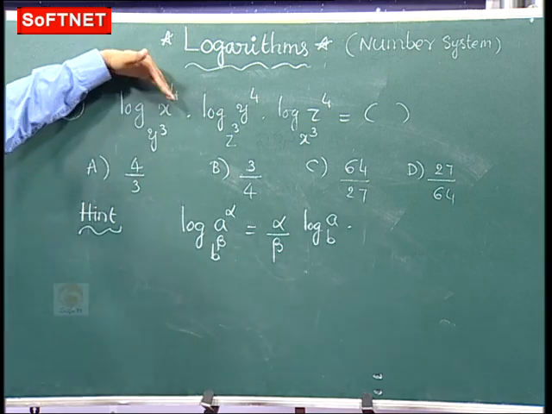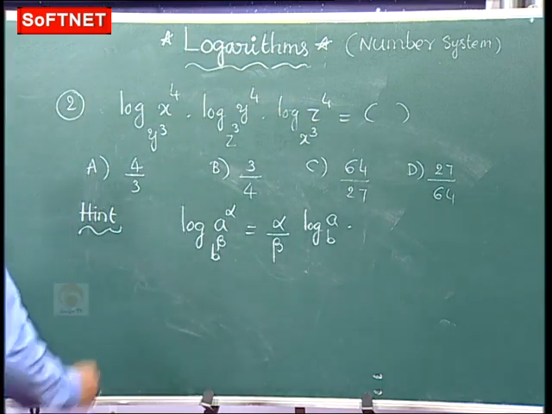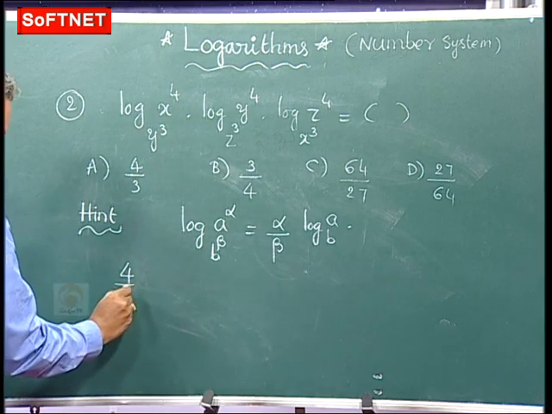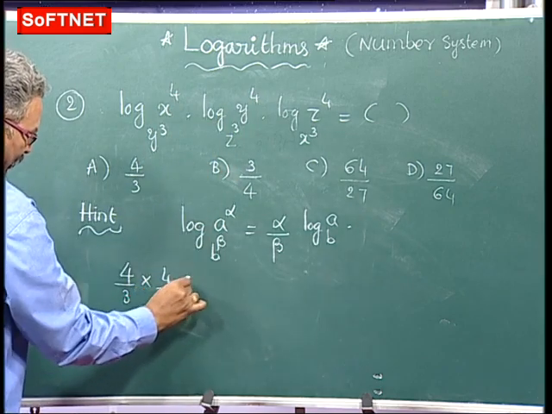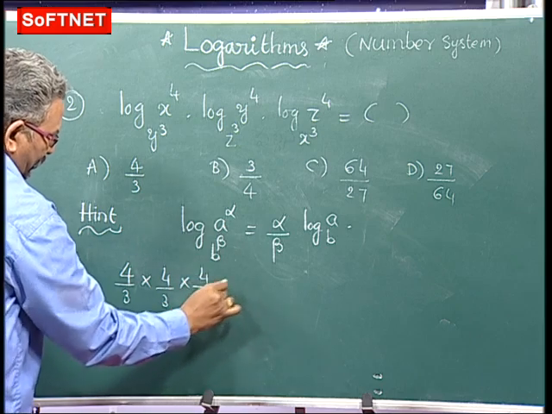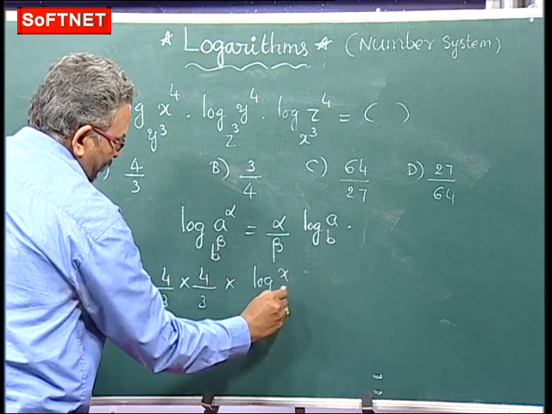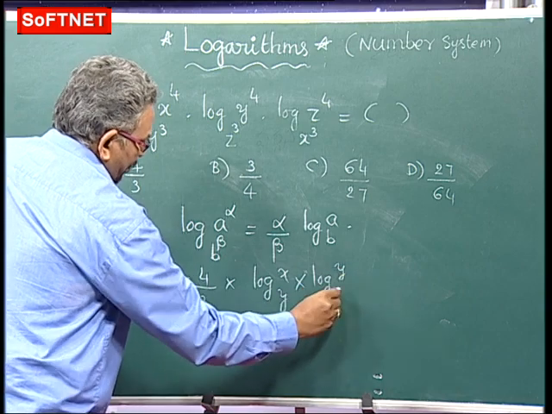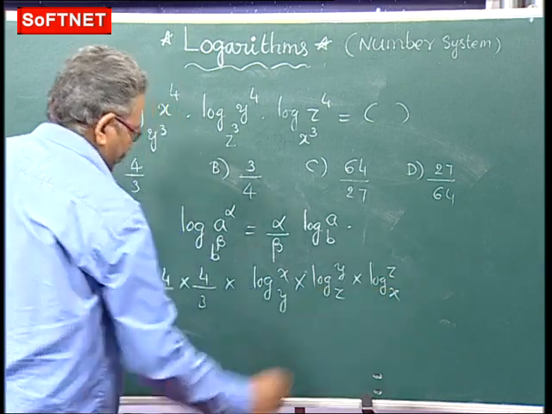See, this can be written 4 by 3, 4 by 3, 4 by 3. So, that means 4 by 3 times 4 by 3 multiplied by 4 by 3. Here log x to the base y, this is log y to the base z into log z to the base x.